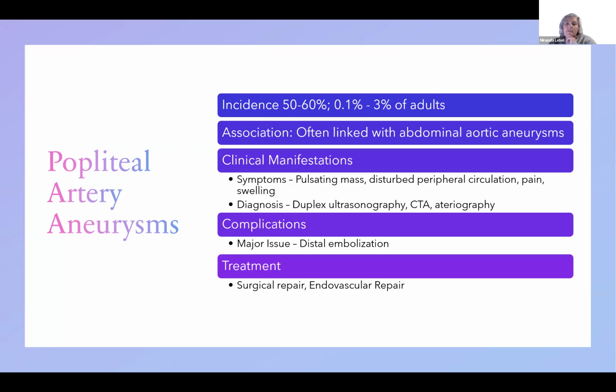Popliteal artery aneurysms, the incidence is 50 to 60% bilateral, 0.1% to 3% of adults. It's often linked with abdominal aortic aneurysms. The clinical manifestations are going to be that pulsating mass, disturbed peripheral circulation, pain, and swelling.